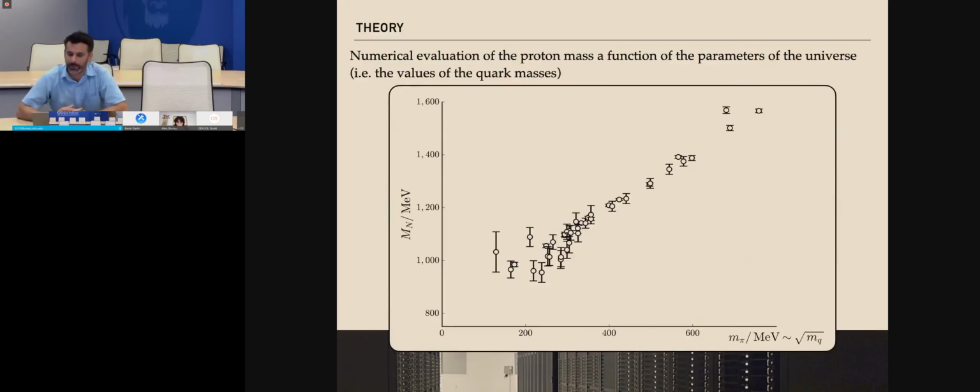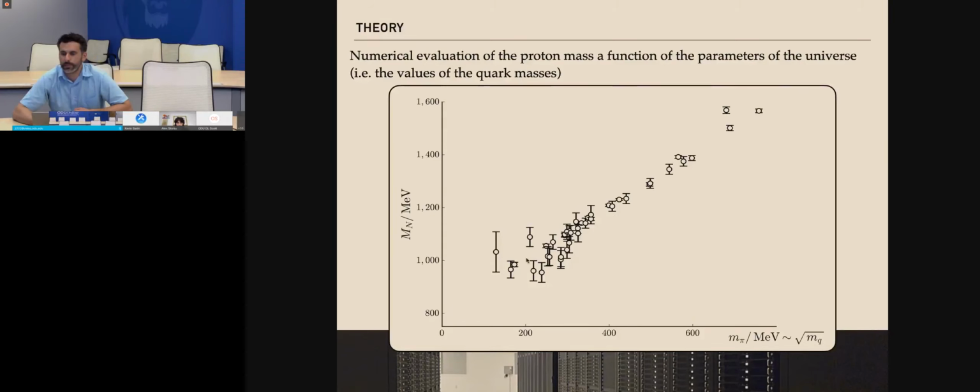And then the last point that I'll make is that data analysis is not just important for experimentalists, but it's also important in how we analyze theoretical calculations. So here, what I'm showing you is a calculation that you will get to play with. Each one of these points is a determination of the mass of the proton as a function of the parameters of the standard model.